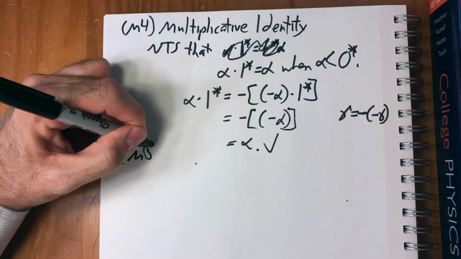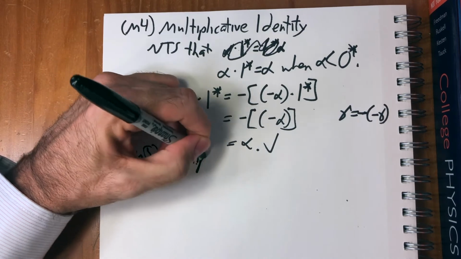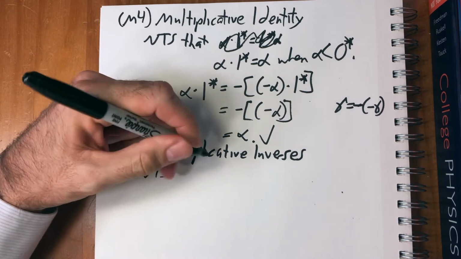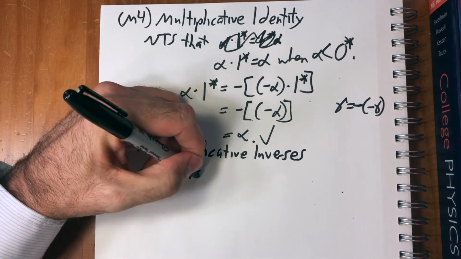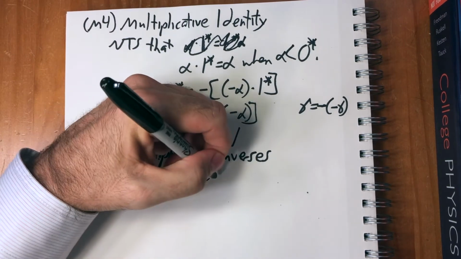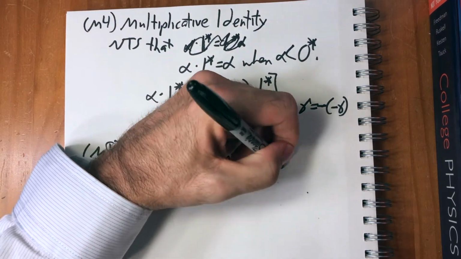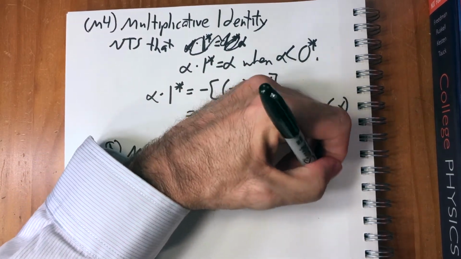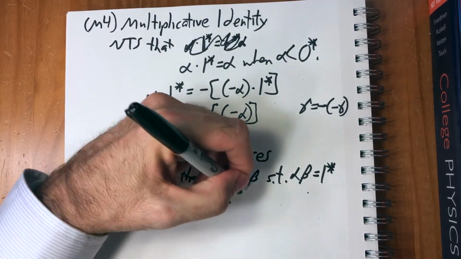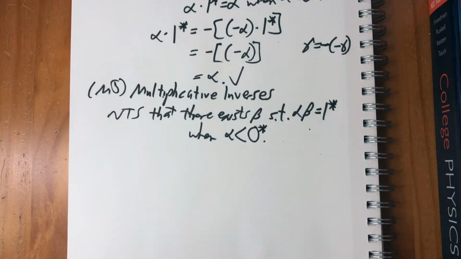And that's it. For the last of the multiplication axioms, it's multiplicative inverses. We need to show that there exists beta such that alpha beta equals 1 when alpha is less than 0. Again, we're only looking at one element here. We don't care whether beta is positive or negative. We just need to know that one exists that will make this positive. Of course, we know that this is also going to be negative, but we just have to show that one exists.